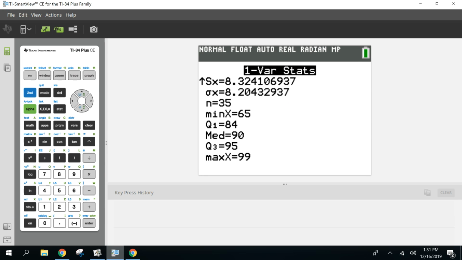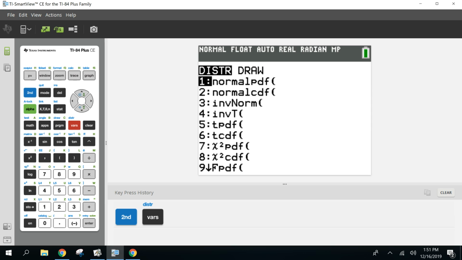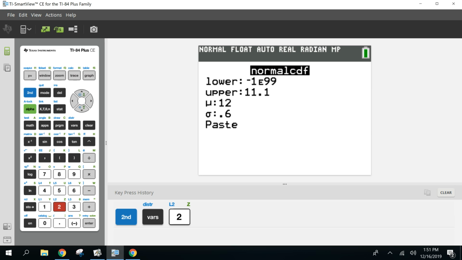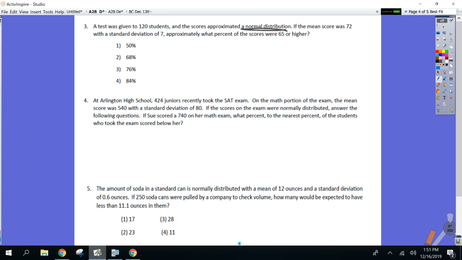Sarah, can I stop, please? Everyone see this VARS button here? Do you see what is written above it? DISTR, which is short for distribution. Let's go. Second, VARS. Now, there's a lot of choices here. We're only going to live at one choice for the remainder of this unit, and that is number 2, normal CDF. Normal CDF.